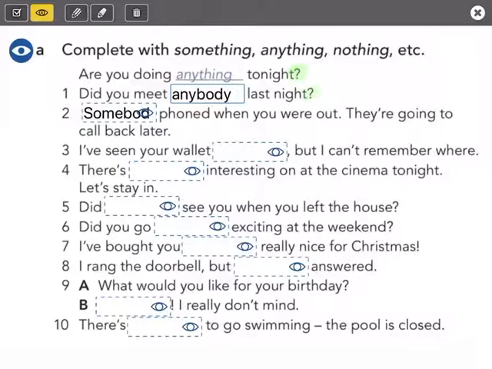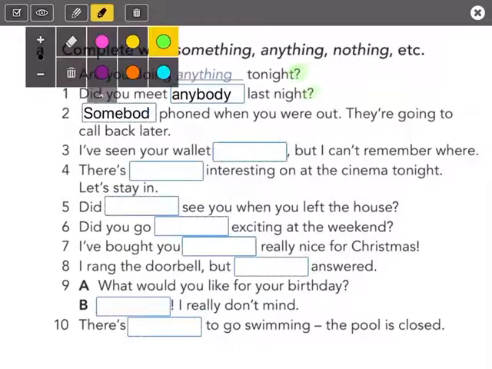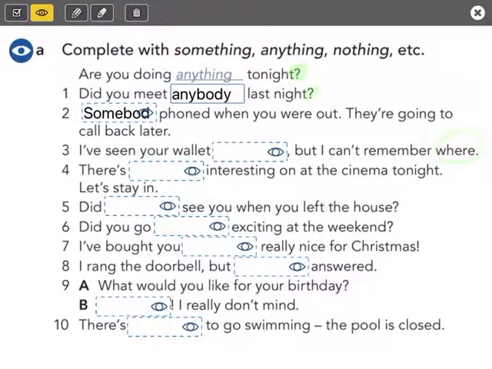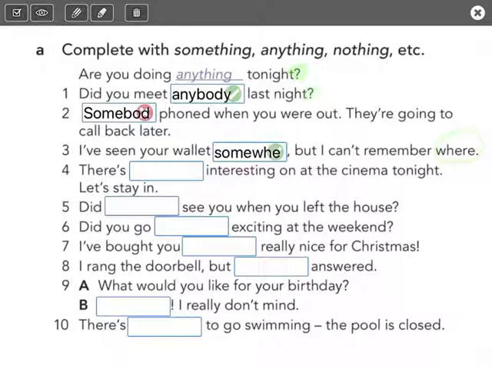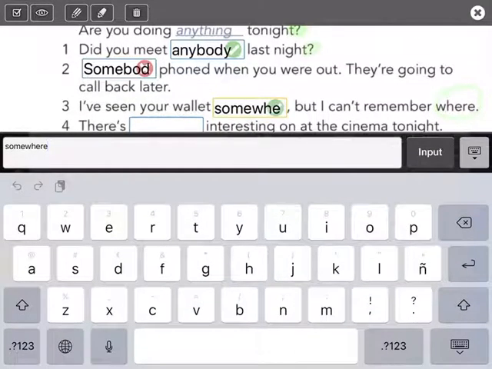I've seen your wallet, but I can't remember where. Now, this is the key, no? This where, no? I've seen it, no? Can you see this where? Well, what about your wallet? I've seen it somewhere. Now, again, it doesn't fit. Wait a moment. We'll put it here. Somewhere. I've seen it somewhere over the rainbow, no? Not there. Now, what about number 4?